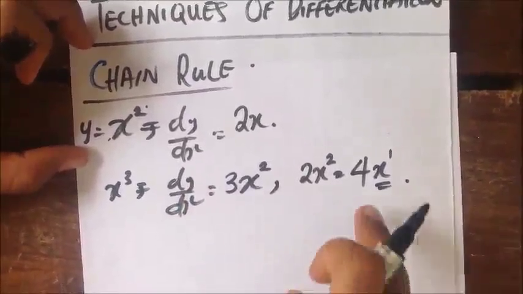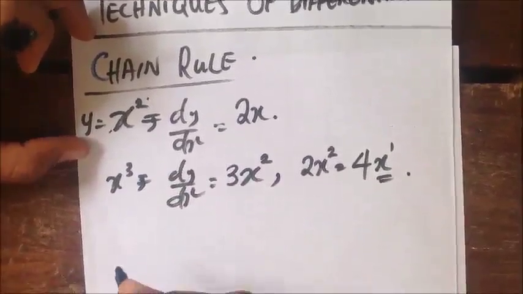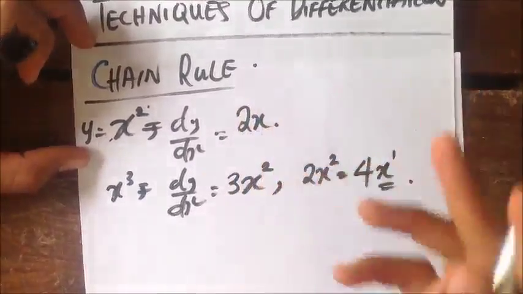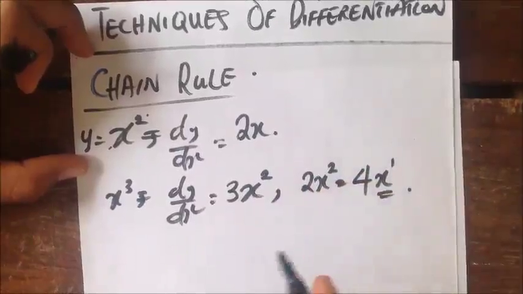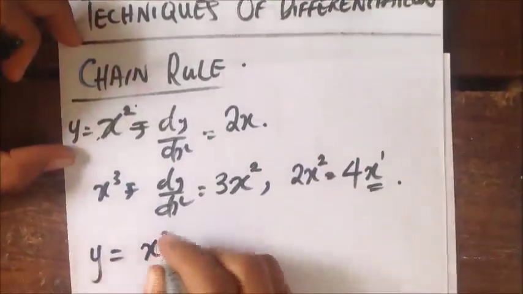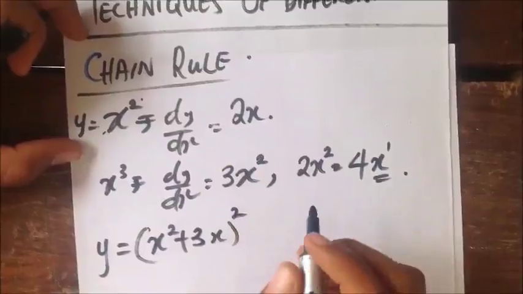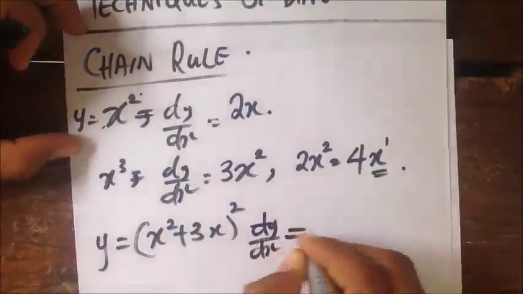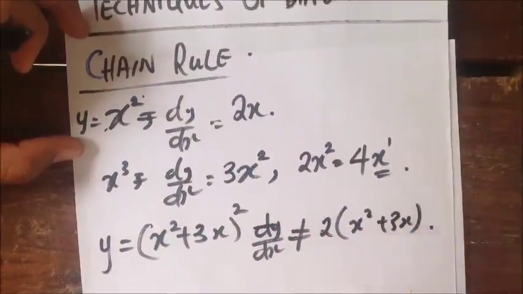So having this, we can differentiate functions like this. But what if we're given a function inside another function? Chain rule is also called the function of a function rule. Picture something like (x squared plus 3x) squared. This is not, dy/dx is not equal to 2 into (x squared plus 3x). It's not the same thing.